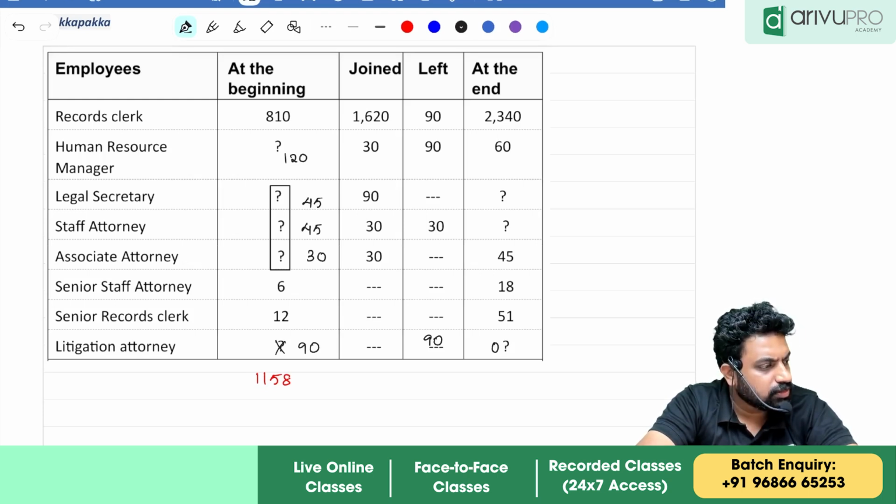Why can't the calculation be 1158 into 3 divided by 8? What have they given in the question? They told there is a total of 1158 employees at the beginning, and these three departments are in the ratio of 3:3:2. Only these three don't have 1158. Overall we have 1158. So you don't divide 1158 into this one.